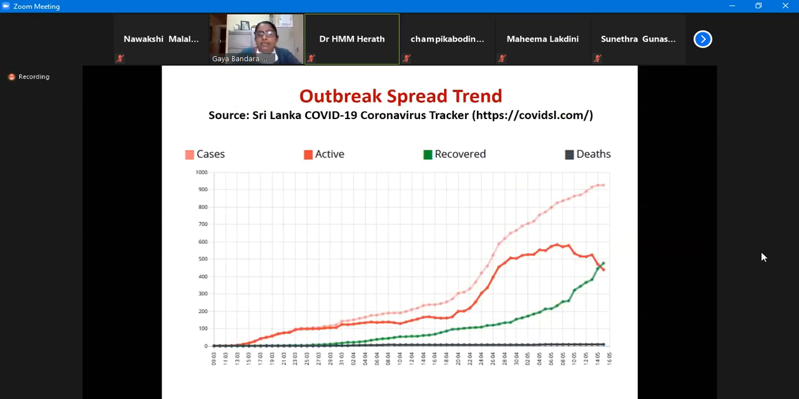So this diagram is adopted from the Sri Lanka COVID-19 coronavirus tracker, and I've used it here because it is an interesting diagram. This shows the total number of cases detected, the active cases, the recovered cases, and deaths across the time span from 9th March up to yesterday. When you look at this, you can see we are now reaching a stage where the number of recovered patients is rising in contrast to the number of active cases. So the lines are crossing now, towards the 15th.